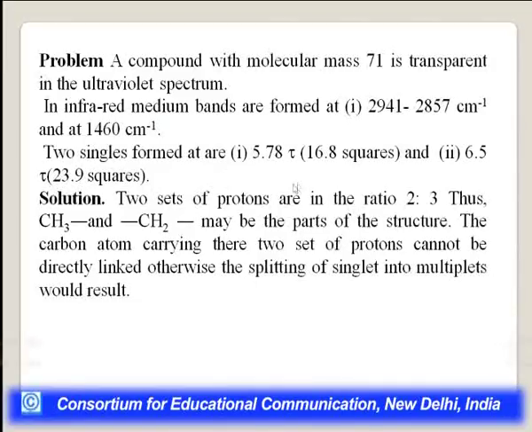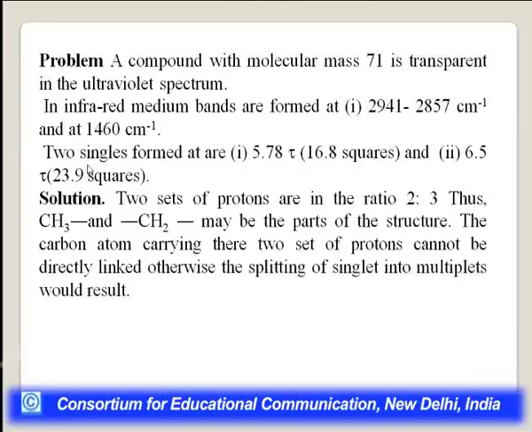We can calculate the ratio of the protons, and it comes out 2:3. Thus CH3 and CH2 may be part of this structure. The carbon atoms carrying these 2 sets of protons cannot be directly linked, otherwise splitting of the singlet into multiplets would result. Hope you understood this. What I am saying is that if CH3 and CH2 are connected to each other, one should appear as a quartet and the other as a triplet.